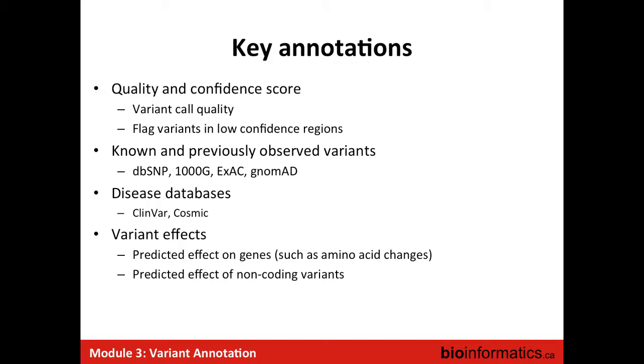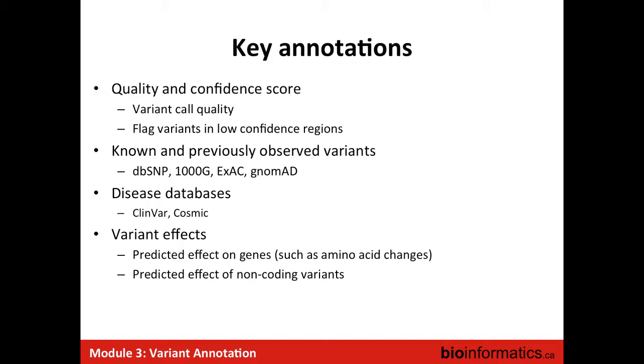Then you've got specific disease databases that you might be able to use to know whether a particular variant has been associated or observed in a clinical setting. So this is ClinVar. Again, I'll go over these databases a little bit. I should say that these lists are not comprehensive, but this gives you examples of some of the important annotations you want to add to your variants.